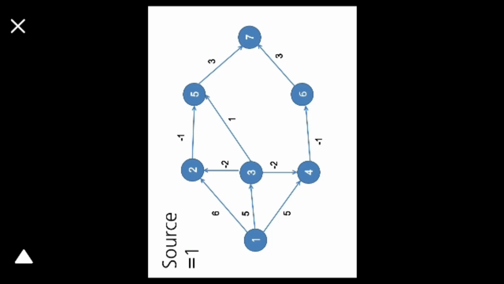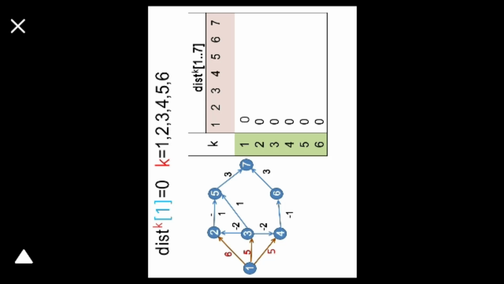So now let us consider a graph. We'll take source as 1 and we need to find the shortest path from source 1 to all other vertices. So first we will represent the graph as a weighted or a cost matrix. So now here we have 7 vertices, and distance from one vertex to the next vertex, it contains both positive and negative edges. So now let's represent this.